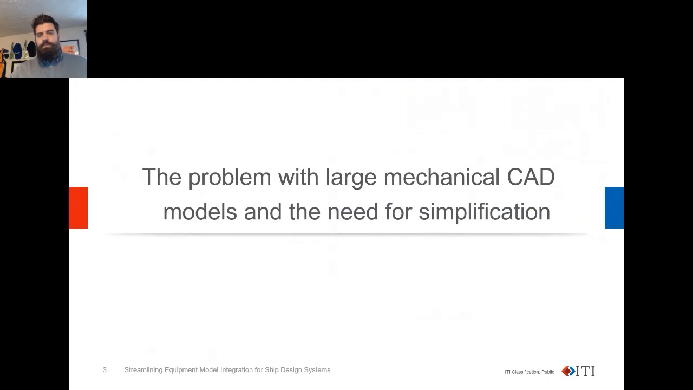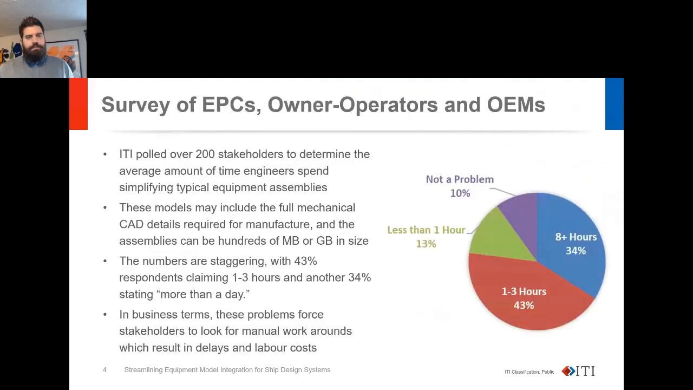So the main problem with large mechanical CAD models and the need for simplification. Historically, ITI were involved in simulation industries, taking mechanical CAD models to defeature them and create meshes, which is how we came about the shipbuilding customers initially. This led to them making the suggestion of simplifying the models for your layout purposes, which we conducted a survey to make sure that we were reaching the right market, really. And it led to some interesting results, which you can see on the screen here.